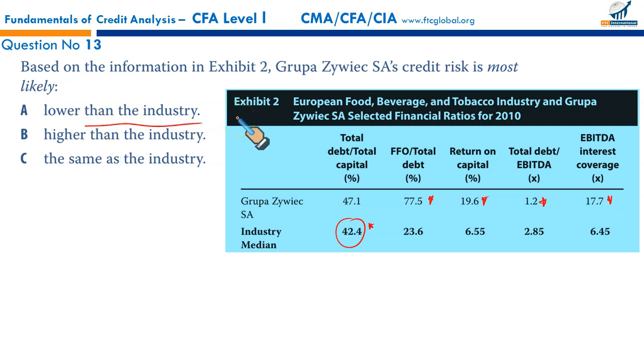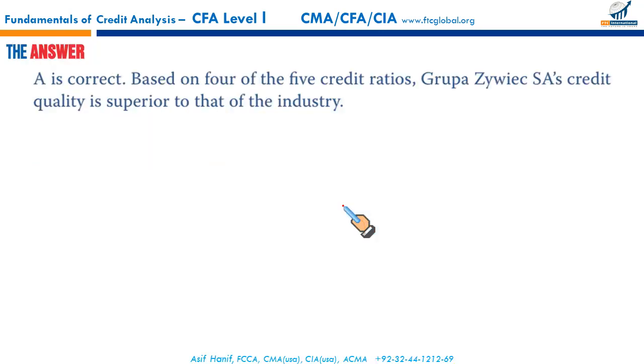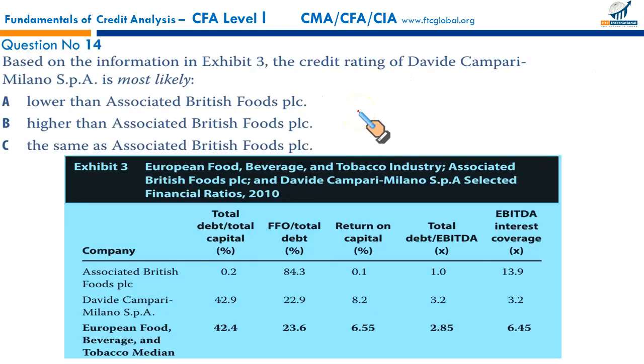Why? Because it is performing better than the industry on 4 counts out of 5. So we can be sure that it has lower credit risk than the industry. A is the right answer. See, 4 out of 5 credit ratios. So moving on to the next question.